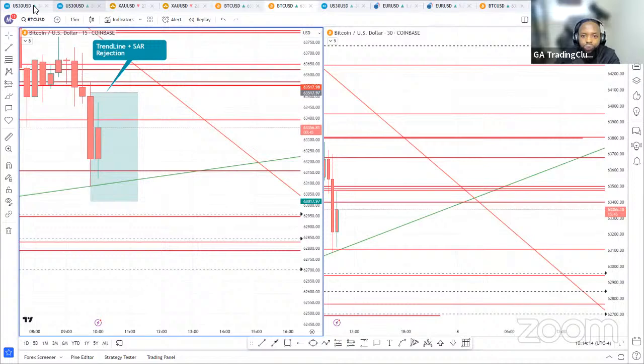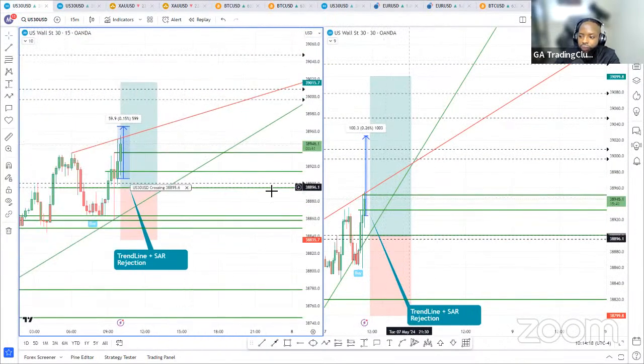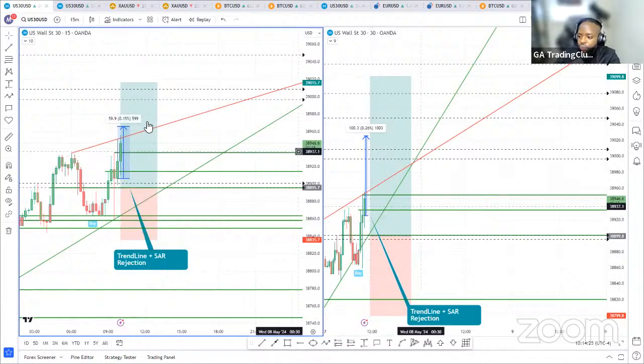US 30, missed US 30, literally this move right here. Doesn't seem like it's gonna come back down before I'm done with the live session, but we would have been almost at break even for US 30 as well. But also today we don't have any volatility in the market, so there's nothing we can do about that.